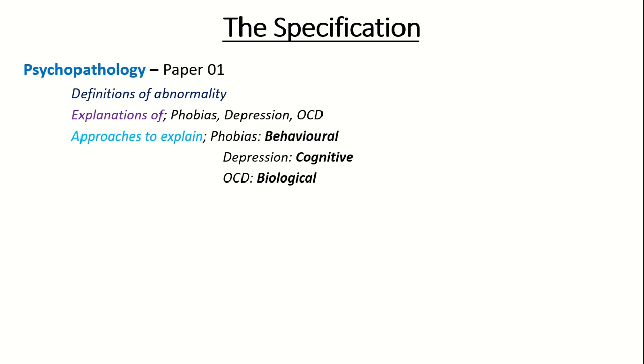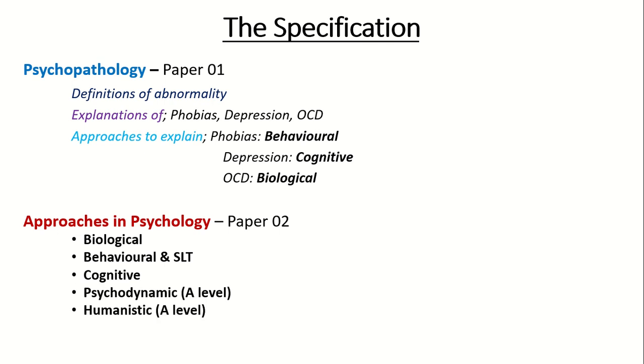Then we have to focus on 3 different types of abnormal behaviour. The first one, phobias, the second, depression, and the third, obsessive compulsive disorder. We have to know the explanation of each, the characteristics that are associated with each, and how each illness would be diagnosed. And then we have to try and explain phobias, depression, and obsessive compulsive disorder from a behavioural, a cognitive, or a biological approach.